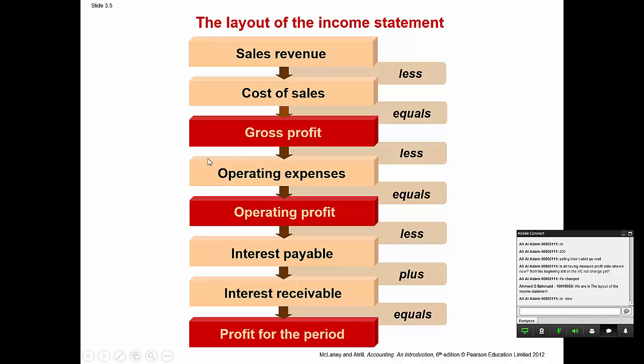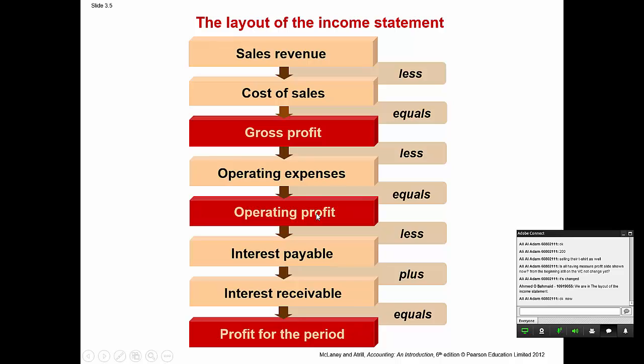All of the operating expenses, we put here in this part, which is the operating expenses. When we remove operating expenses from gross profit, we get what we call the operating profit. Okay, so that means operating profit is equal to gross profit minus operating expenses.